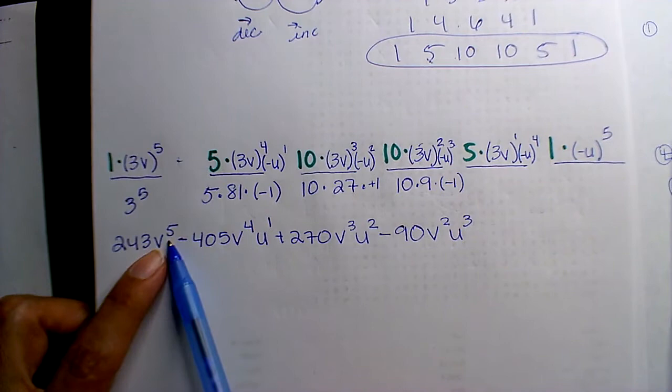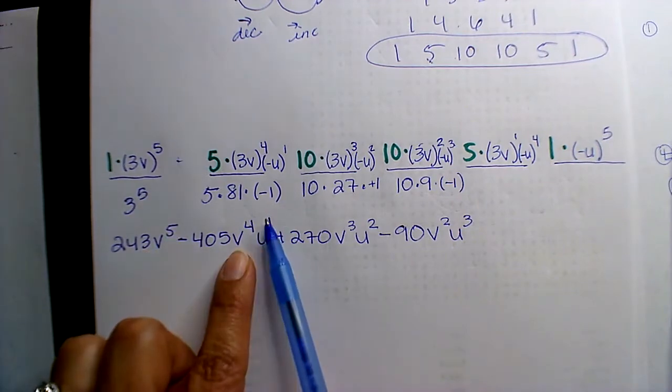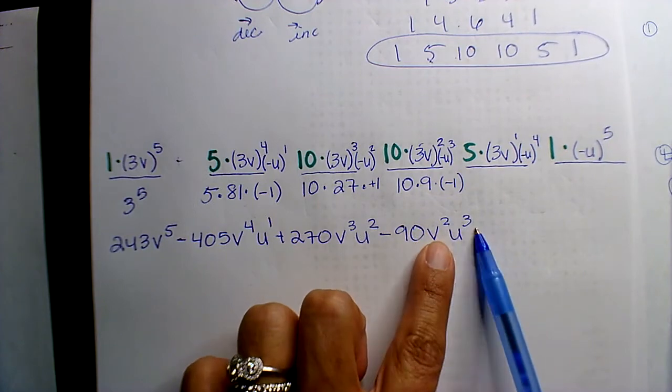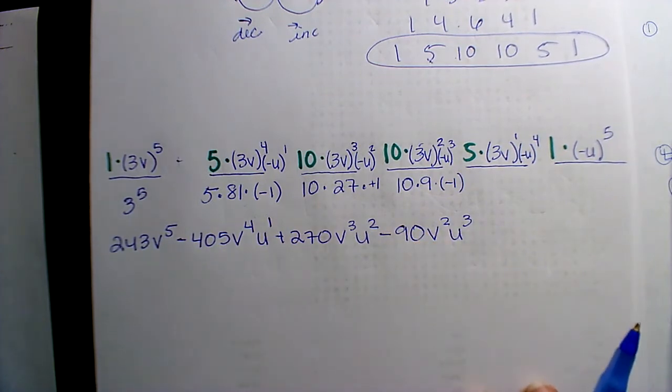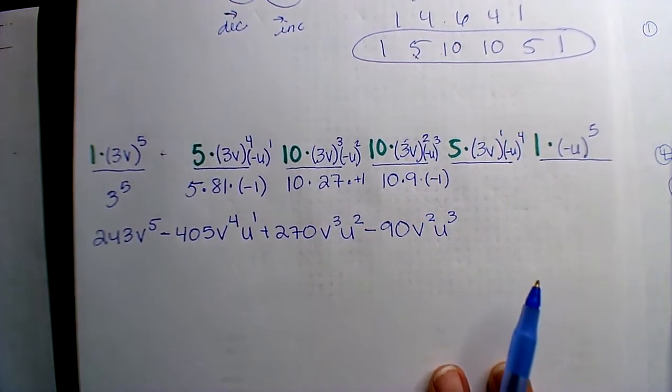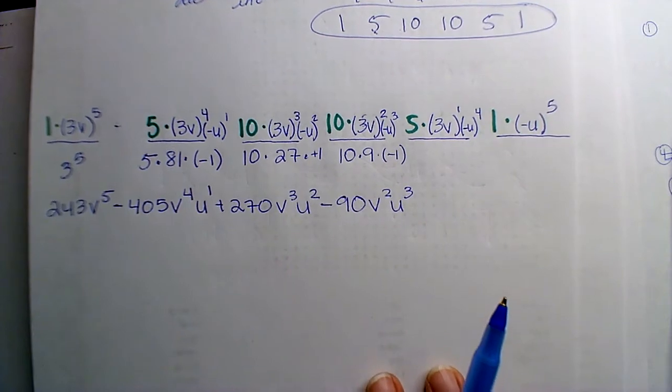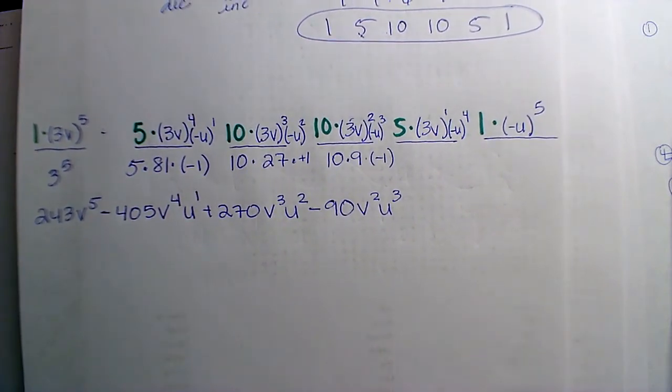Look, total exponents are 5. 4 plus 1, 5. 3 plus 2, 5. 2 plus 3, 5. If you happen to go 4 or 6, something's off. Double check. There's a lot of human error here, so this is where it's nice that you work with the person next to you.